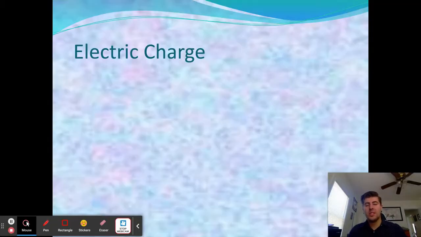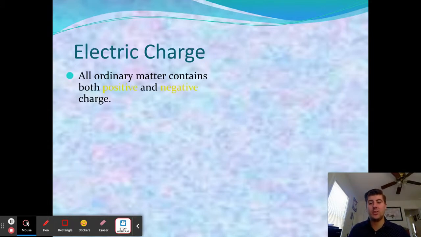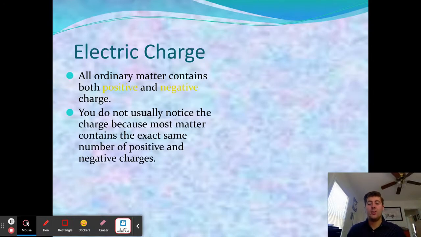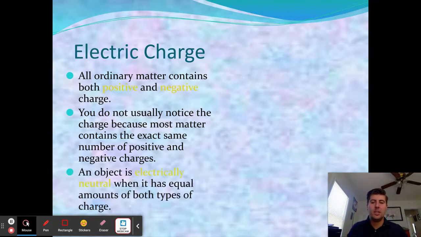Okay, but before we get started talking about Coulomb's law, it's important that we talk about electric charge. Okay, so let's get started. All ordinary matter contains both positive and negative charges. You do not usually notice the charge because most matter contains the exact same number of positive and negative charges. We call this electrically neutral when it has an equal amount of both types of charges.